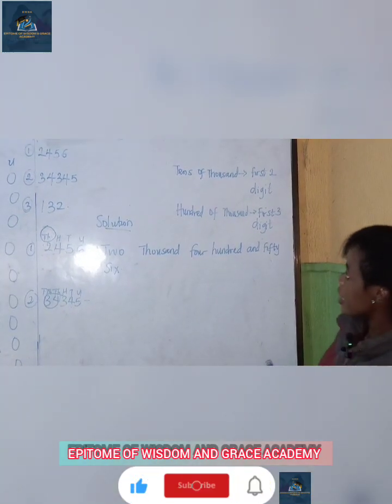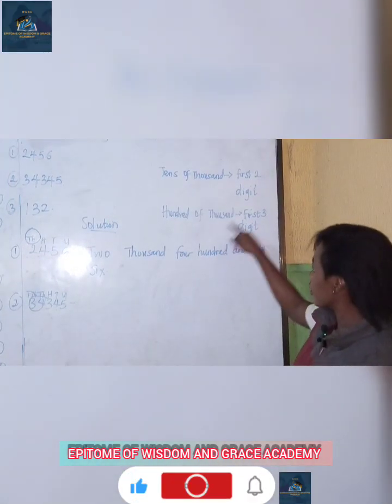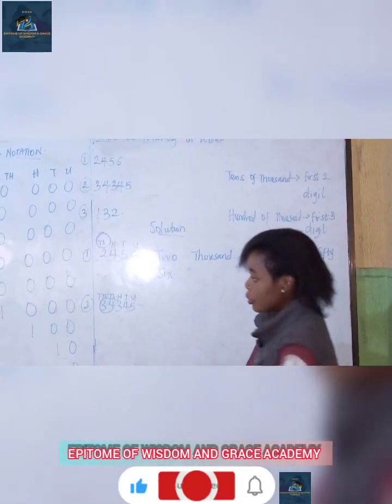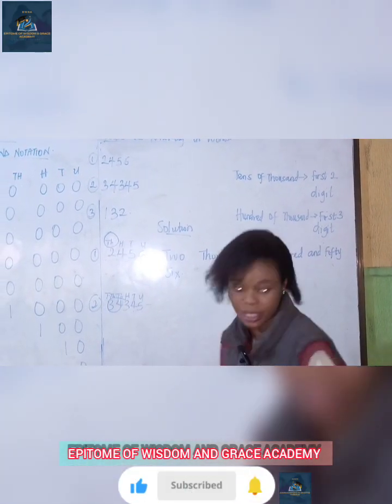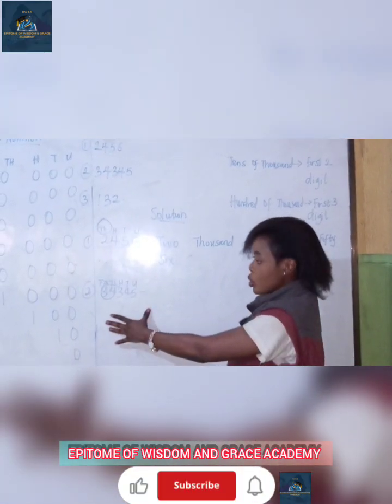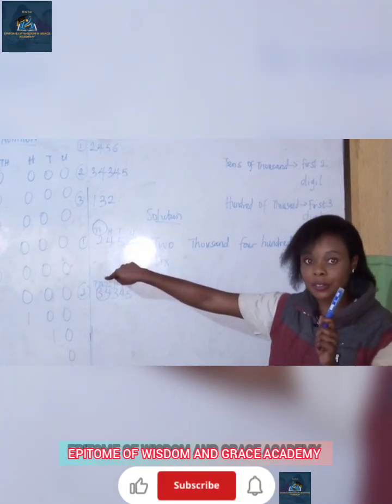Okay, now this is tens of thousand, you pick the first two digits. Hundred of thousand, you pick the first three digits. But in this case, we have tens of thousand, so we are going to pick the first two digits. And the first two digits here is 34. So what you're going to say is 34,000.